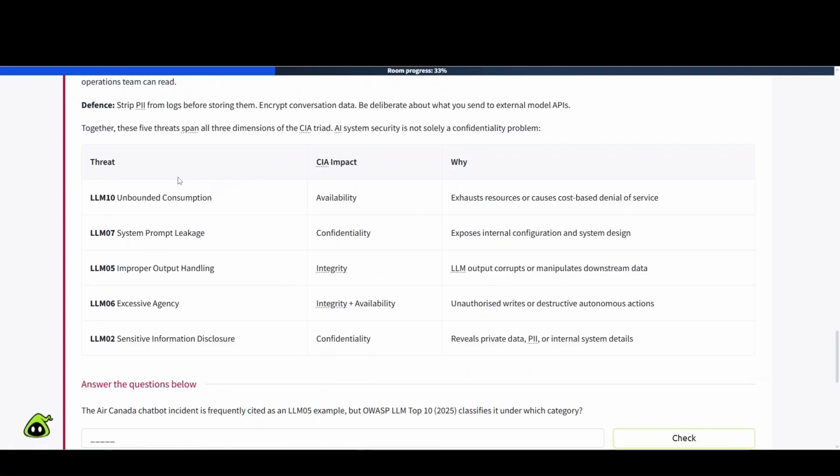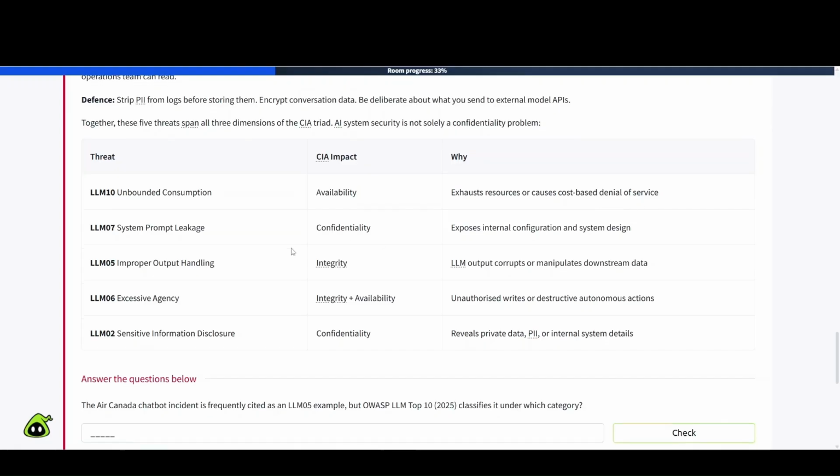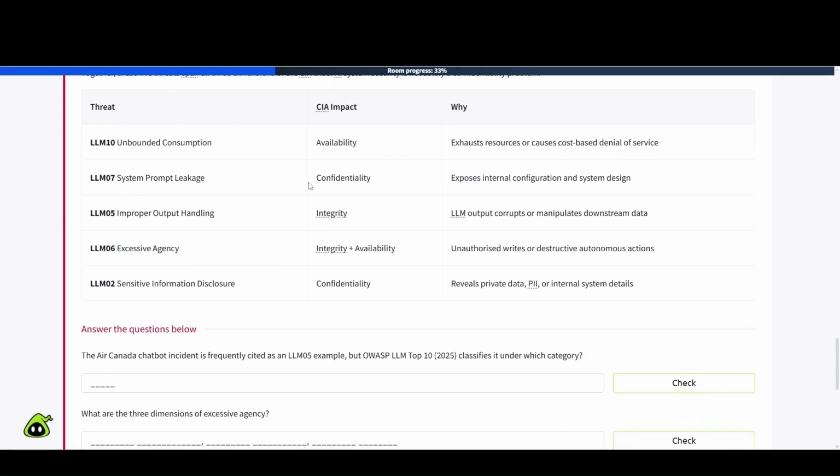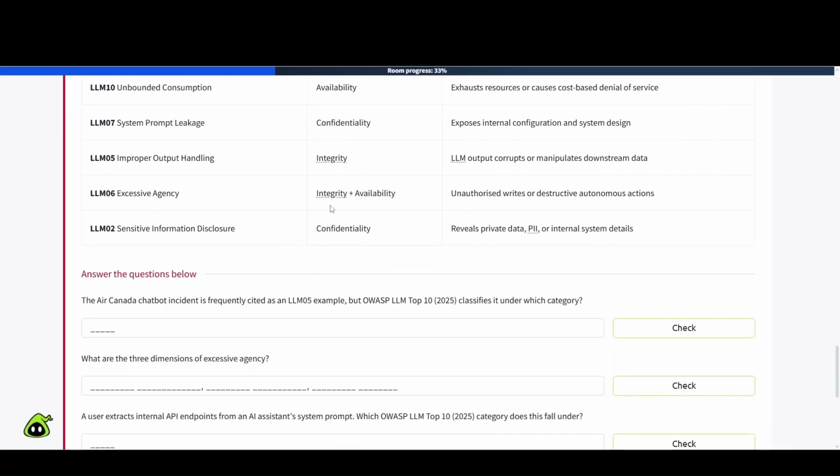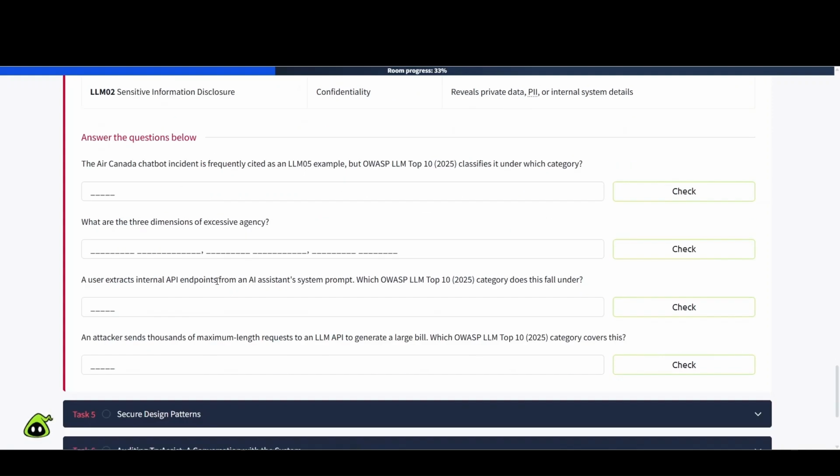So we have another table here: threat, CIA, impact, and why. So LLM10, unbounded consumption, availability: exhausts resources or causes cost-based denial of service. LLM07, system prompt leakage, confidentiality: exposes internal configuration and system design. LLM05, improper output handling, integrity: LLM output corrupts and manipulates downstream data. LLM06, excessive agency, integrity plus availability: unauthorized writes or destructive autonomous actions. LLM02, sensitive information disclosure, confidentiality: reveals private data, PII, or internal system details.